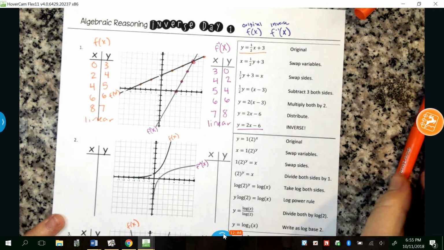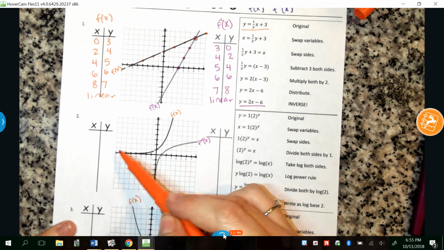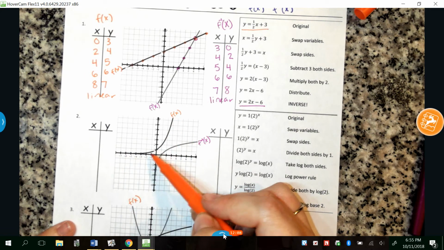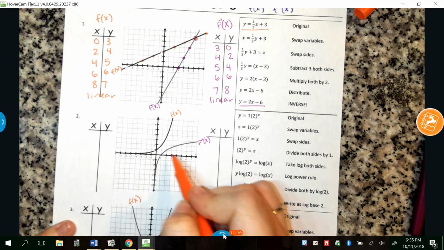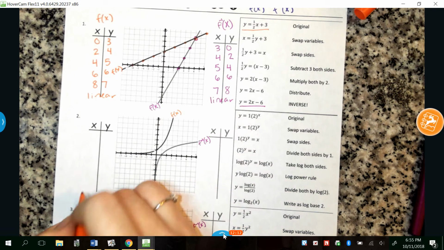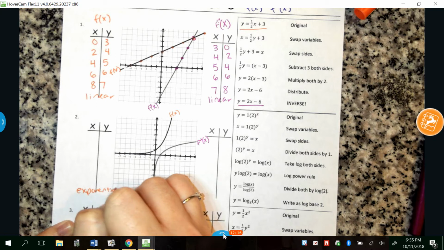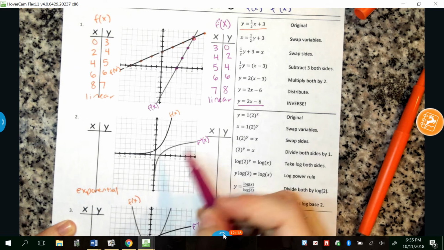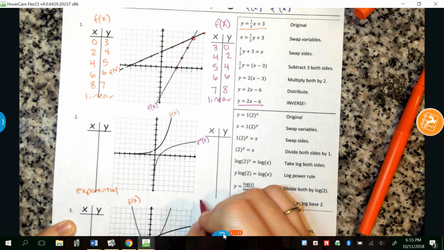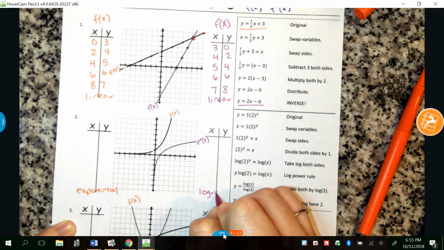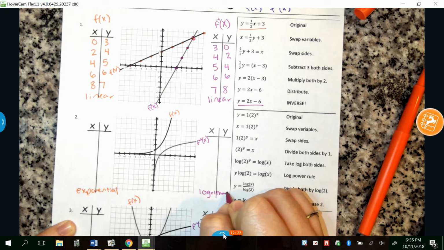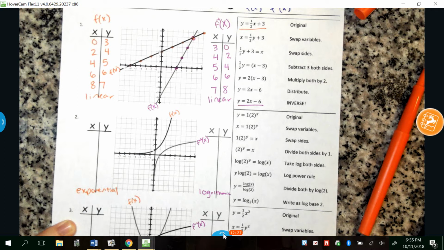But look down here, the original. What is that? Remember, when it gets really close to the x-axis, it's exponential. And whenever it gets really close to the y-axis like that, remember that's logarithmic. So remember we wrote on our notes page that those are opposites.